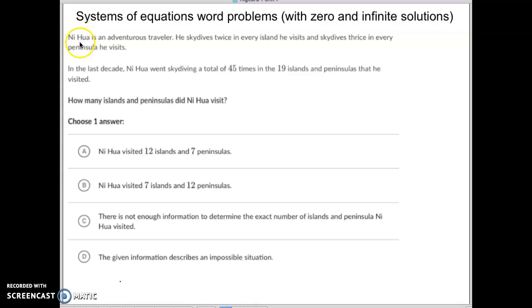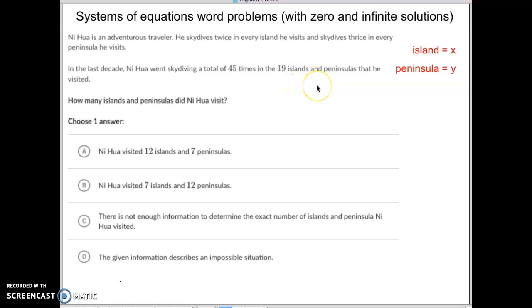So this person is an adventurer. He skydives twice in every island he visits, and skydives 3 times in every peninsula. So first of all, let's just put some out there. I'm going to mark islands as my x variable and peninsulas as my y variable. Then, in the last decade, he went skydiving a total of 45 times, and he did that in 19 islands.